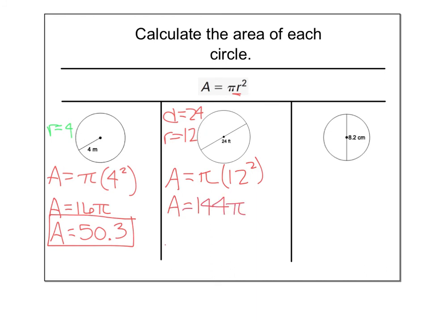times pi. I'm going to go ahead and multiply that. And I'm going to get roughly 452.4. And again, that's a rounded answer.